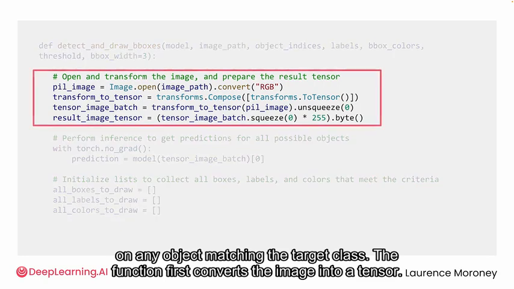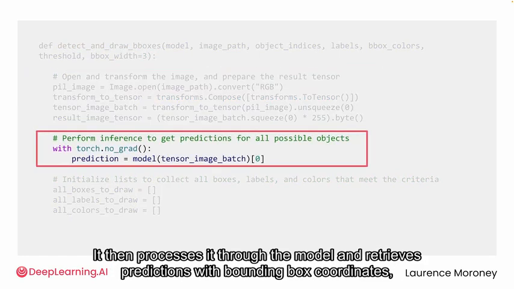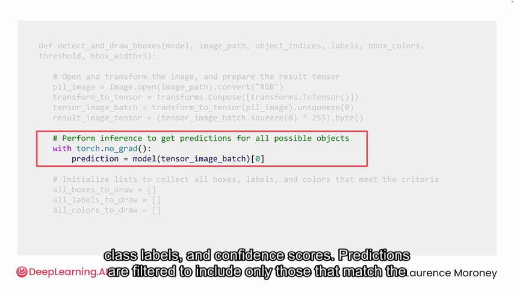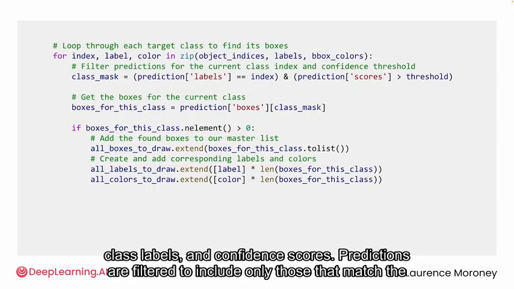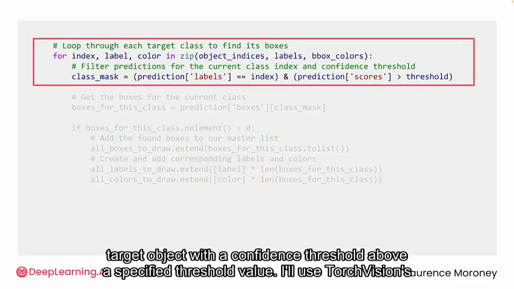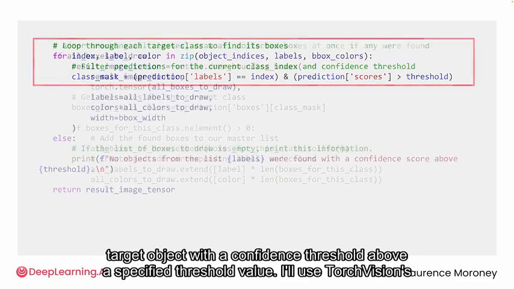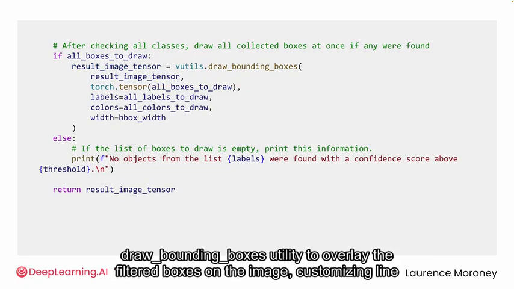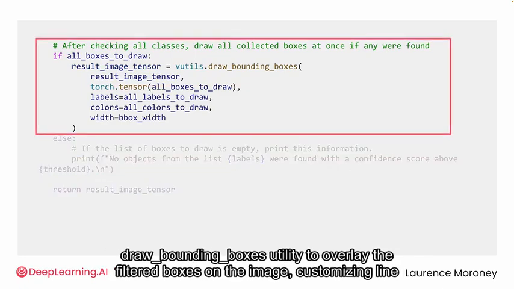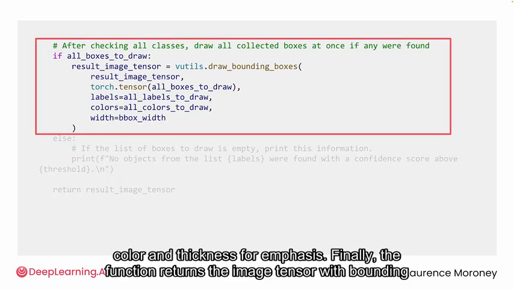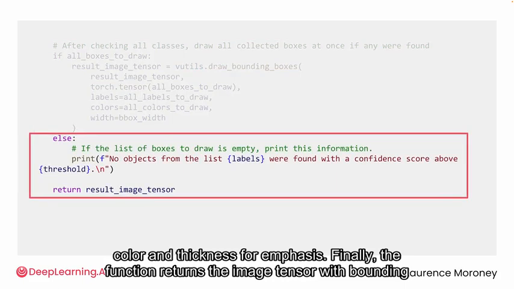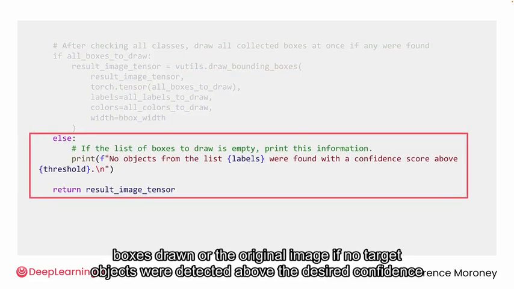The function first converts the image into a tensor. It then processes it through the model and retrieves predictions with bounding box coordinates, class labels, and confidence scores. Predictions are filtered to include only those that match the target object with a confidence above a specified threshold value. I'll use Torch Vision's Draw Bounding Boxes utility to overlay the filtered boxes on the image, customizing line color and thickness for emphasis. Finally, the function returns the image tensor with bounding boxes drawn, or the original image if no target objects were detected above the desired confidence threshold.